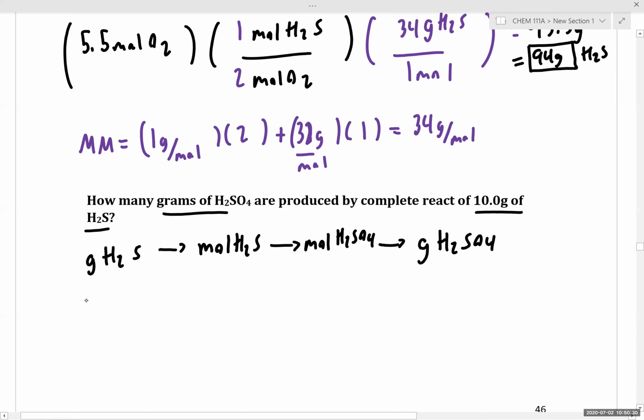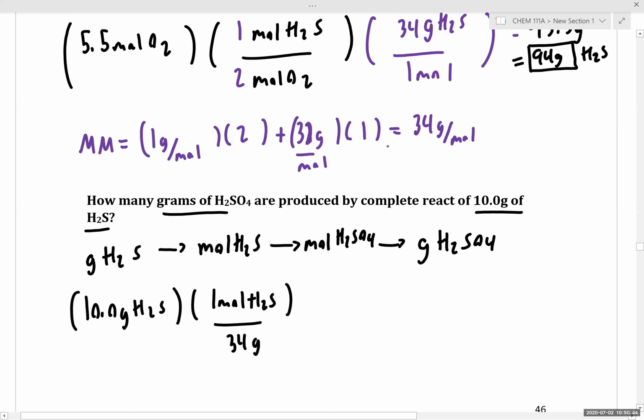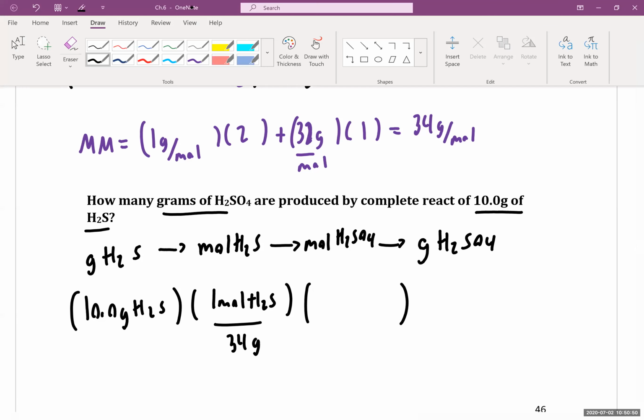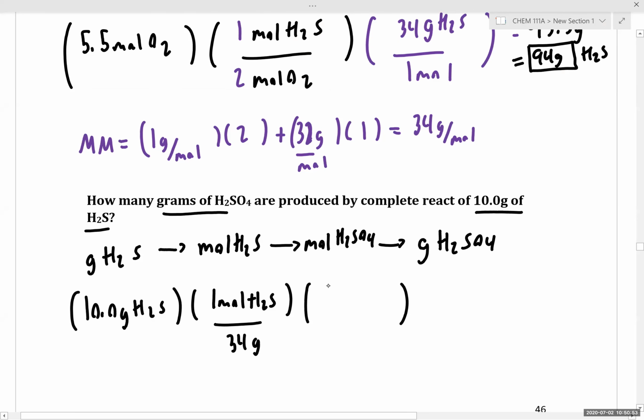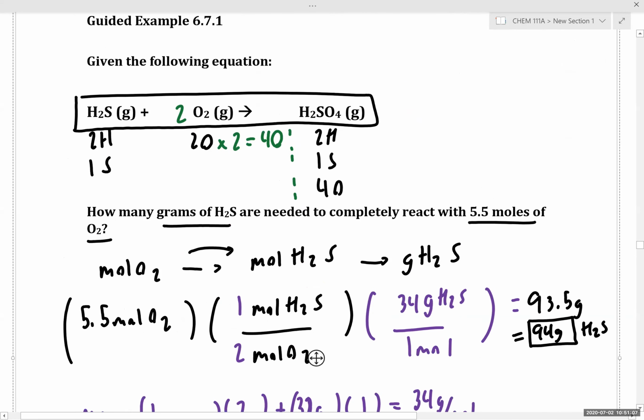acid. Okay. So now that we have 10.0 grams of hydrogen sulfide, we know that in 1 mole of hydrogen sulfide, we have 34 grams. We already did that calculation for the molar mass. Now, and this is the important part, at least from a stoichiometry perspective, how many moles of sulfuric acid are produced per mole of hydrogen sulfide? So looking at our equation, what is the ratio of sulfuric acid to hydrogen sulfide?